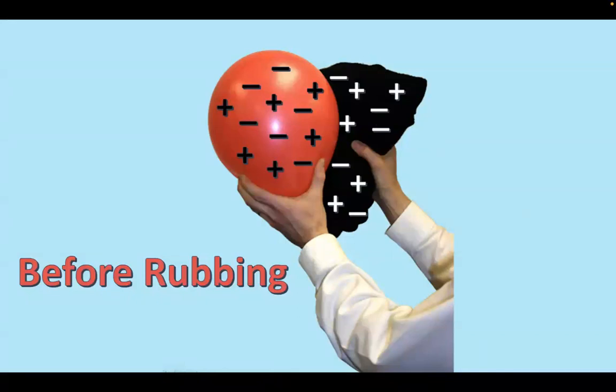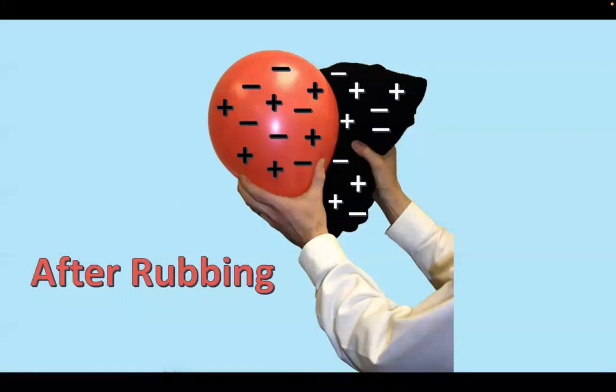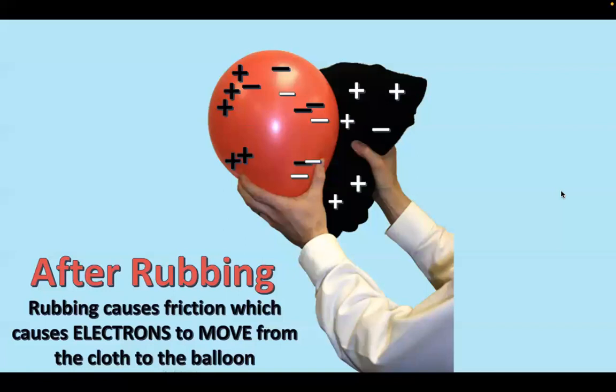Now, when you rub, the force of friction causes some negative charge, which are electrons, to move from the cloth to the balloon. Okay? Notice that the positive charge did not move because it's protons, and protons are part of the nucleus, and they cannot move around. After rubbing, the force of friction will cause some of the electrons in the outer shells, which are easiest to move, to be transferred from one material to another, which is, in this case, from the cloth to the balloon. Okay? Great. Rubbing causes friction, which causes electrons to move from the cloth to the balloon.